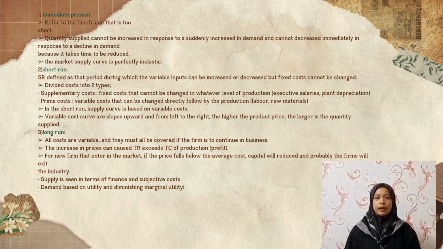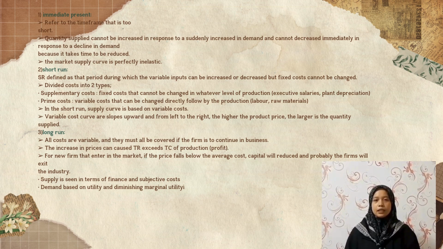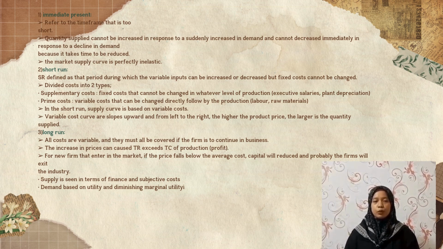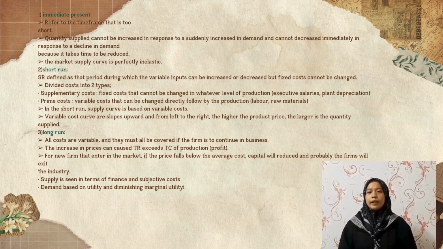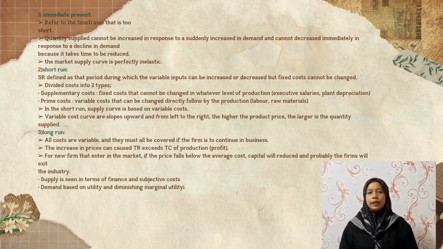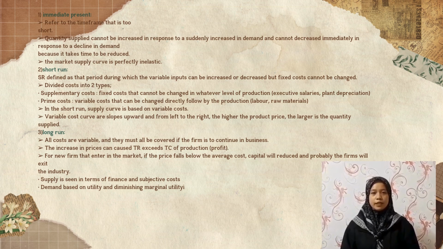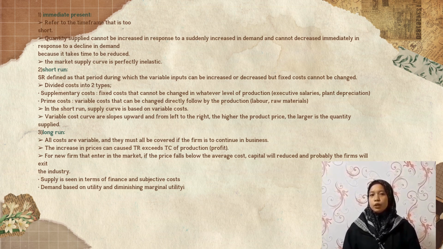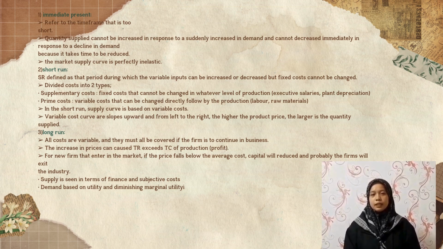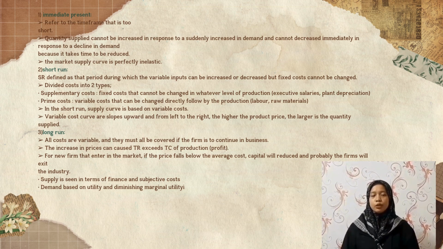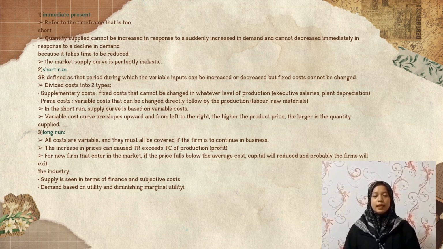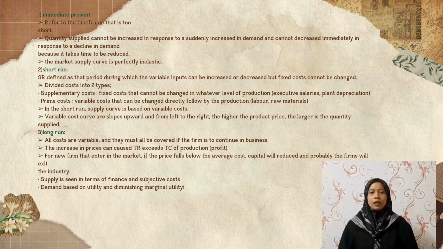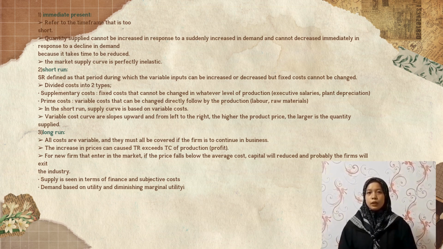The market supply curve is perfectly inelastic. The short run is defined as the period during which the variable input can be increased or decreased, but fixed cost cannot be changed. The short run is divided into two. First, the supplementary cost, the fixed cost that cannot be changed whatever the level of production. Second is the variable cost that can be changed directly following the production.